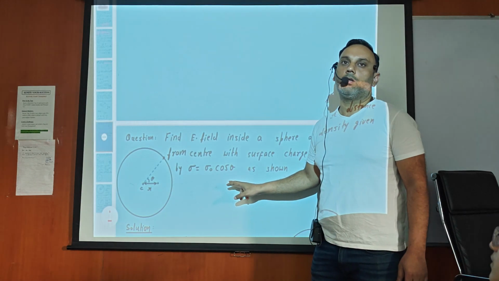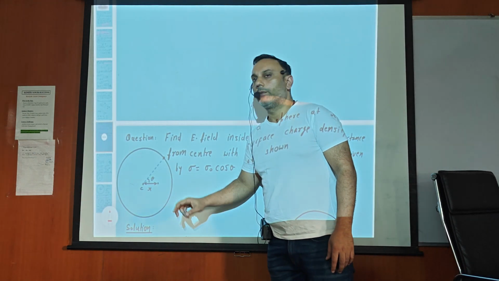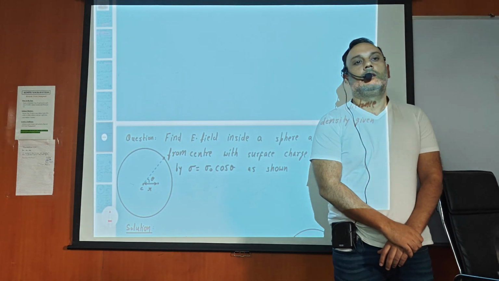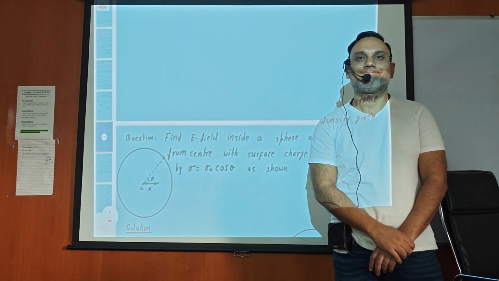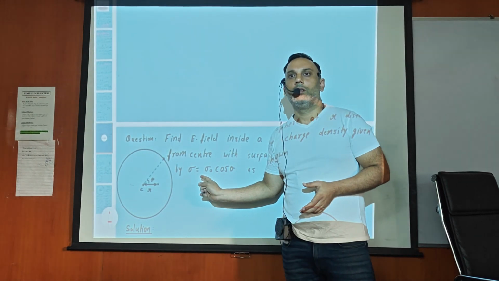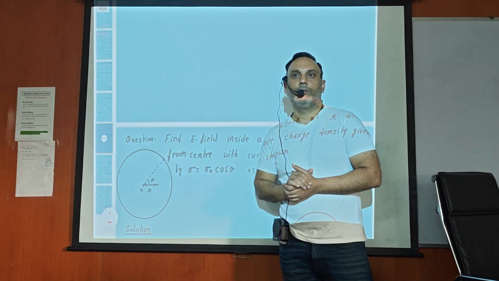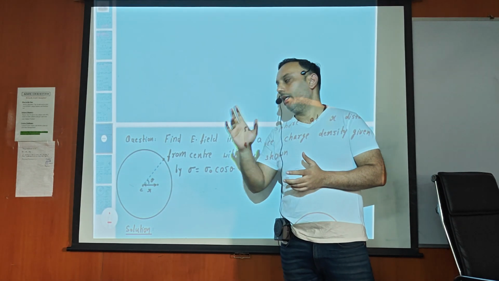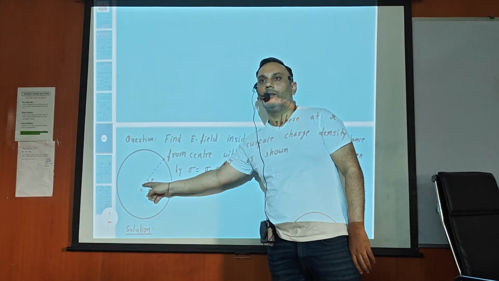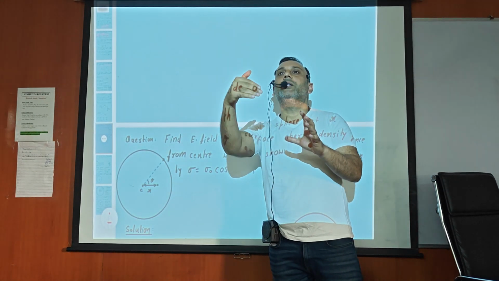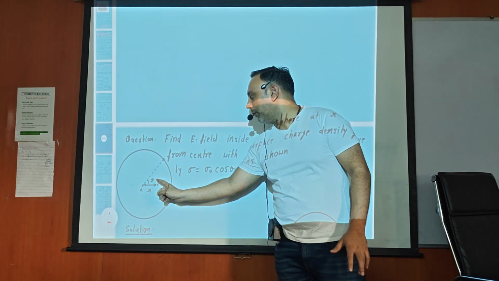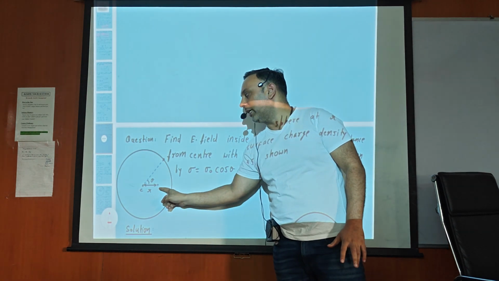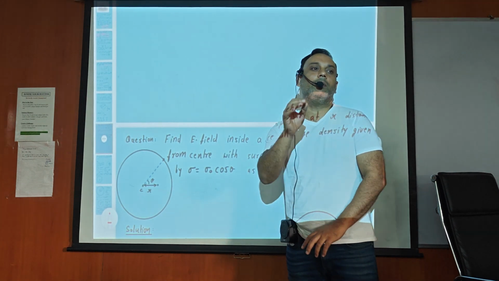Sigma is equal to sigma naught cos theta, and at any distance r, what we need is the electric field. Yes or no? For this configuration we have already done one question in the class, where we had to find the electric field at point C. Now this question is slightly different. We need to find the electric field at any distance r from the center along the x-axis.